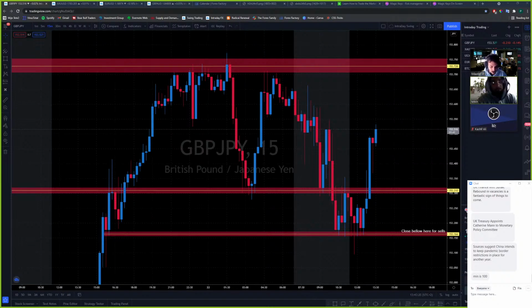What is the difference between MetaTrader 4 and 5? MetaTrader 5 is just newer.